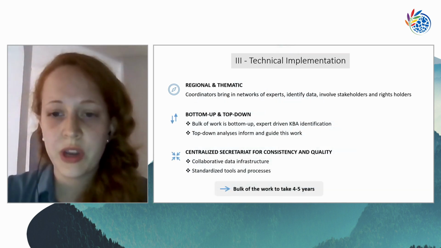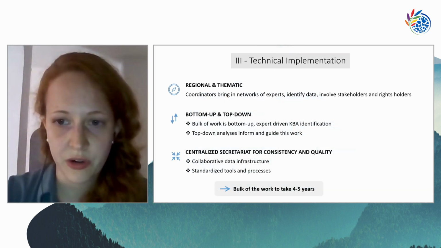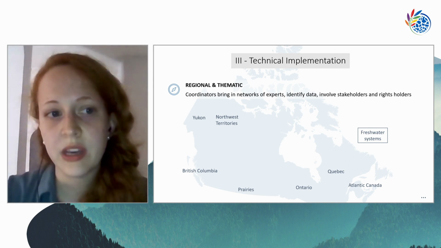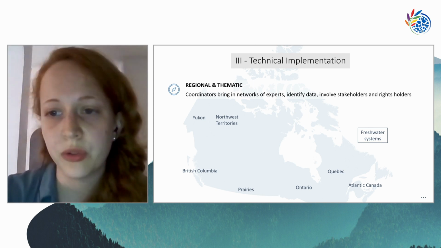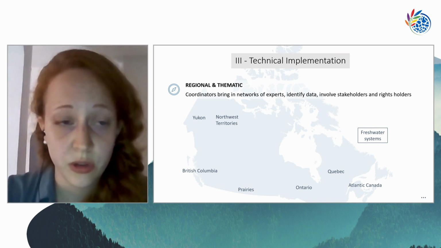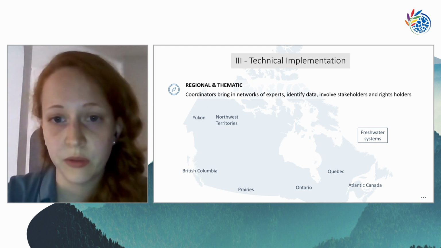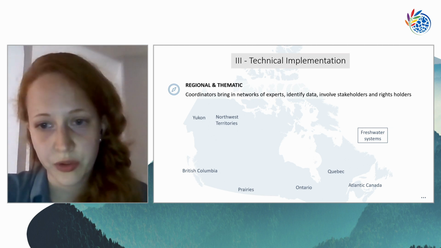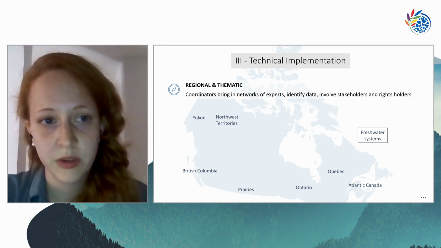So regionally, we have coordinators. You see where they are based mostly on this map. And they bring in their own networks of experts. They identify data and people, stakeholders, and rights holders. This again ensures that the work is relevant to the local context and as comprehensive as possible. We also have thematic initiatives such as a freshwater systems initiative and an ecosystem initiative.